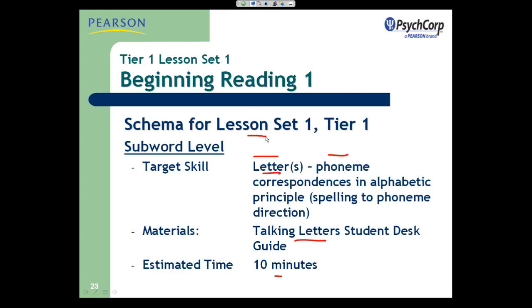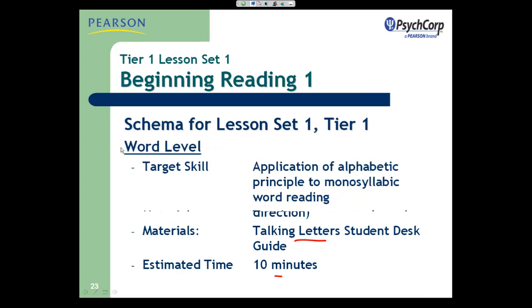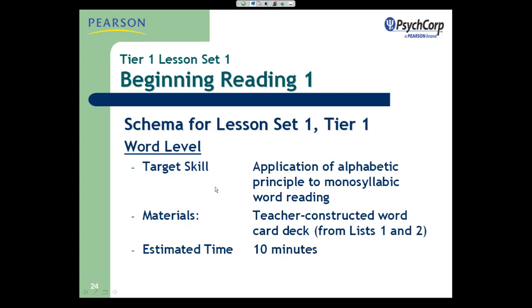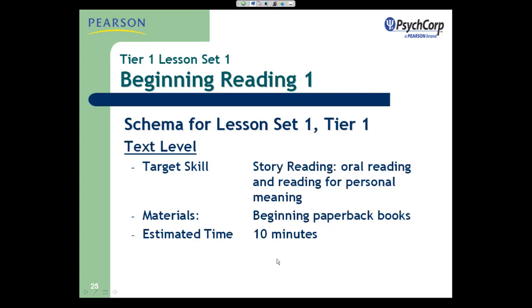Notice that all of these lessons will focus on all three levels. We'll focus on the subword level, then we'll focus on the word level, and for the word level, we'll ask the student to apply the alphabetic principle to read monosyllabic words. Again, the teacher can construct a card deck. The lists are presented in that research-based reading and writing lesson. There's a reproducibles guide, and again, the time is indicated for you. And then we're going to look at the text level.